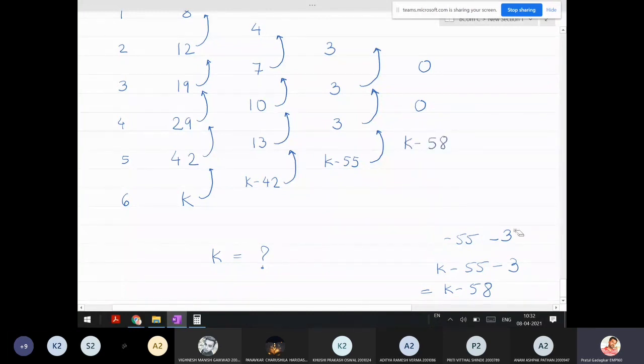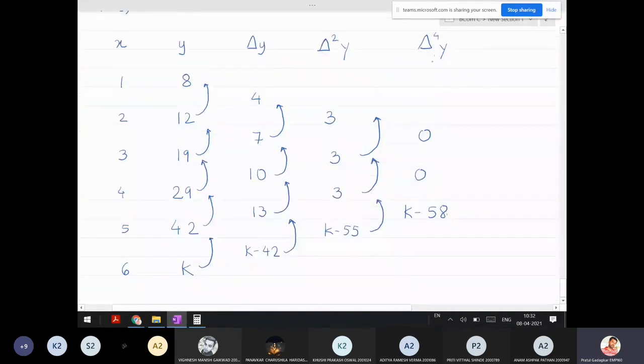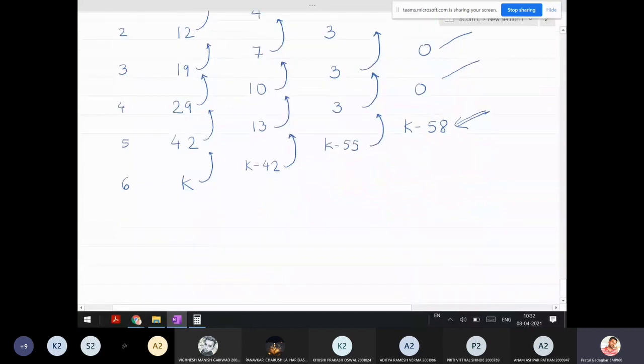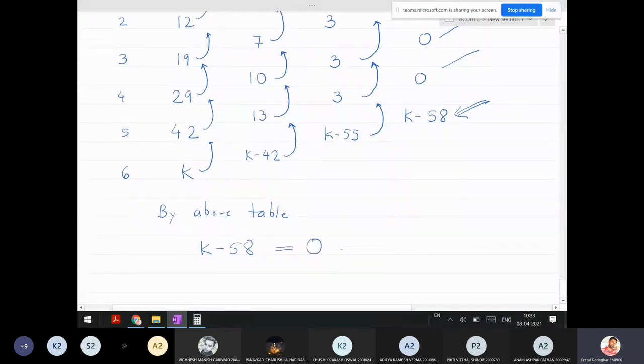So what do you guess now? What is K minus 58 equal to? In this last column, in this fourth column, all the entries are 0. This is 0, this is 0. So this also has to be 0. Hence, from the above table, what we observe is that K minus 58 has to be equal to 0, because in the last column all the entries are 0. So this one also must be 0.